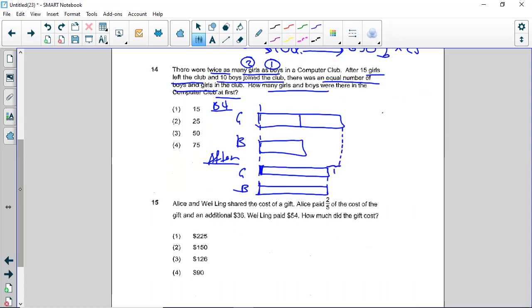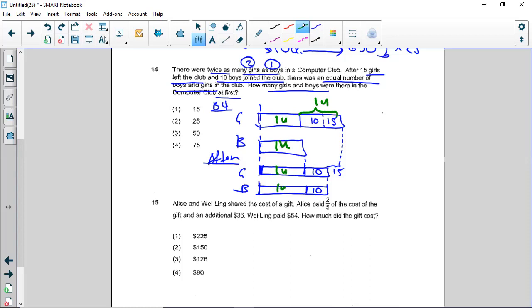This is your 15. And then the 10 boys will join. And you can start cutting already. Start cutting here, 10, and then here is also 10. Can you see what I'm doing? After you draw the model, you can start cutting already. And then can you see that this is one unit, and over here is of course also one unit, and this is your one unit as well.